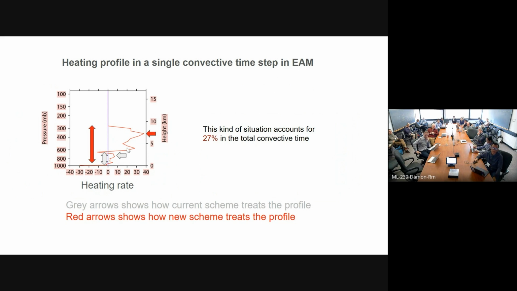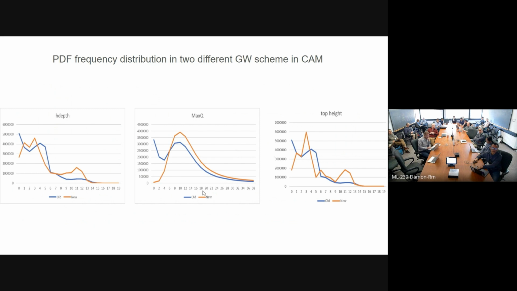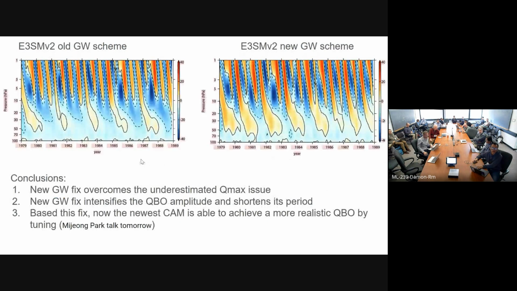E3SM also has this problem, the negative heating in the middle of convection, and this situation accounts for 27% of the total convective time steps, so it's more important for E3SM. Here is the change in the PDF curves in E3SM, and you can see it changed the maximum heating rate PDF dramatically, and other things also changed dramatically. So the QBO is also strengthened in E3SM with this gravity wave fix.